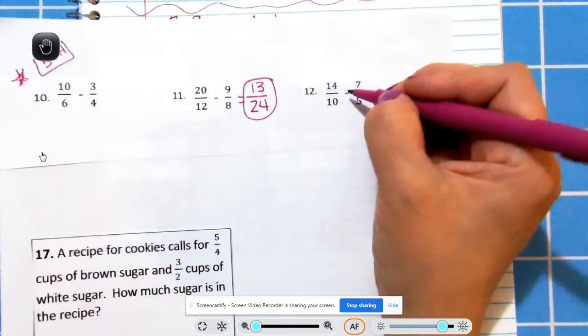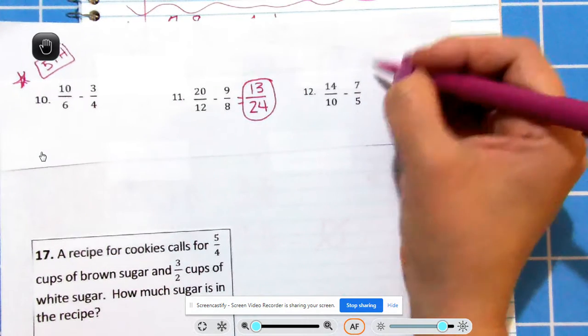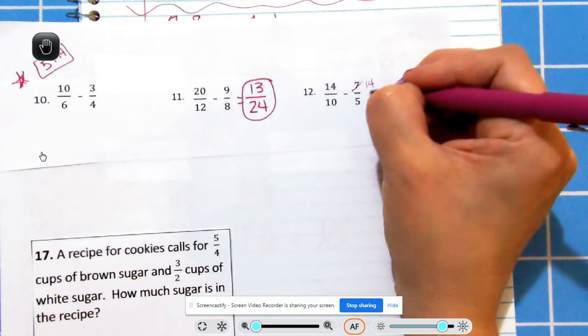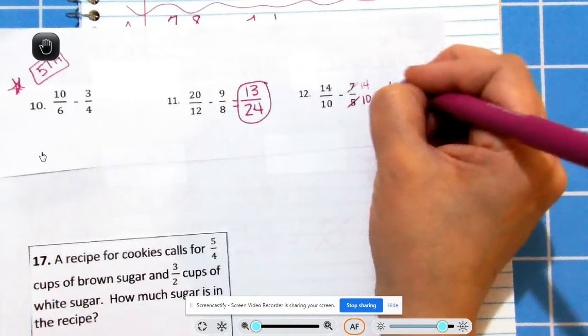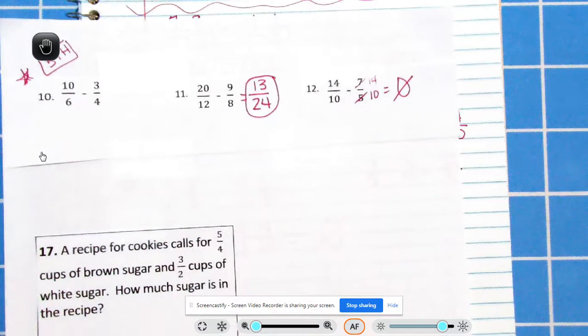So 14/10 subtract 7/5. If we double, we get 14/10, which is equal to 0. Love when they give me a 5 and a 10.